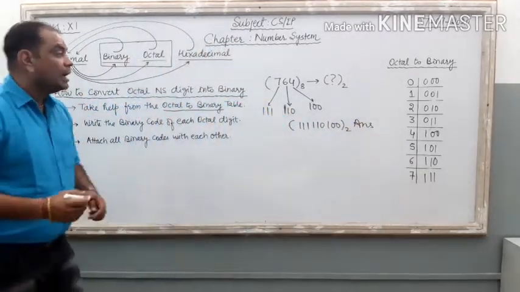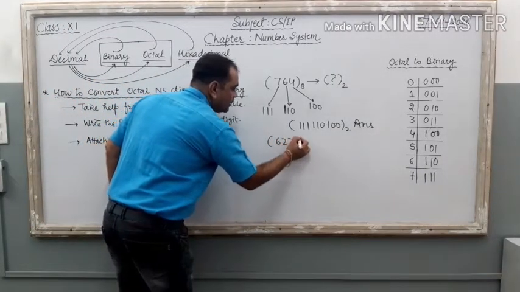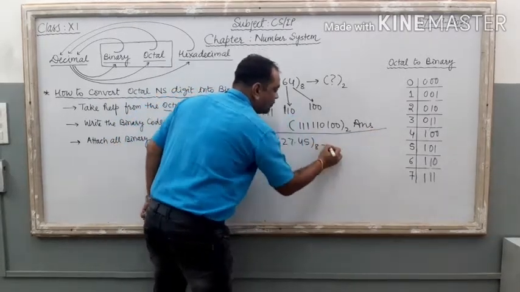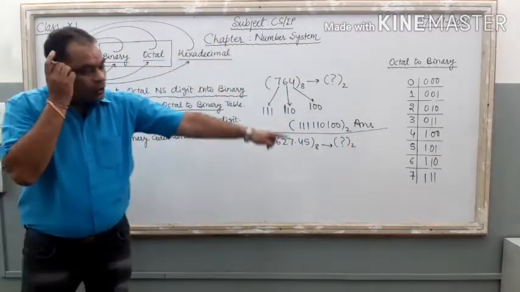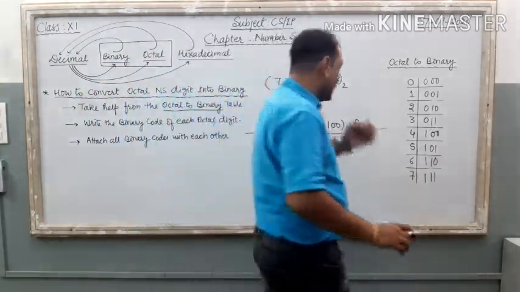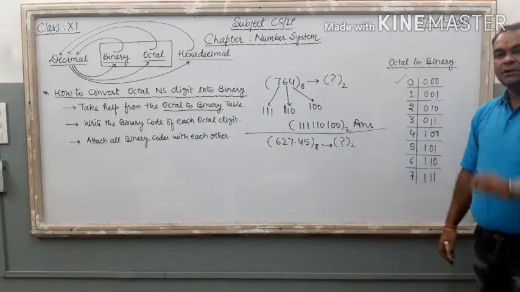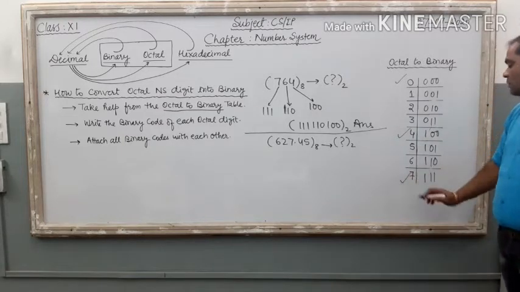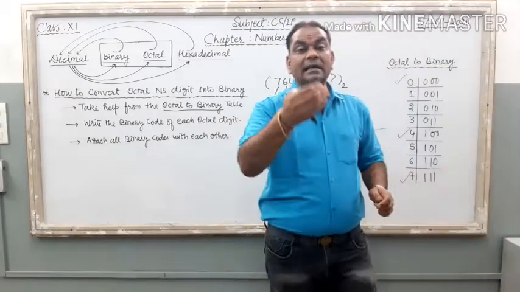Clear? Now let's take one fractional number. Suppose 627.45 is an octal number, and we have to convert it into binary. The first step, draw the octal to binary table, or if the table is there in your mind, then what to do? To remember it, we remember the binary code of 0 is 000. The binary code of 4 is 100, and the binary code of 7 is 111. Suppose the binary code of 4, 100, is there in your mind.